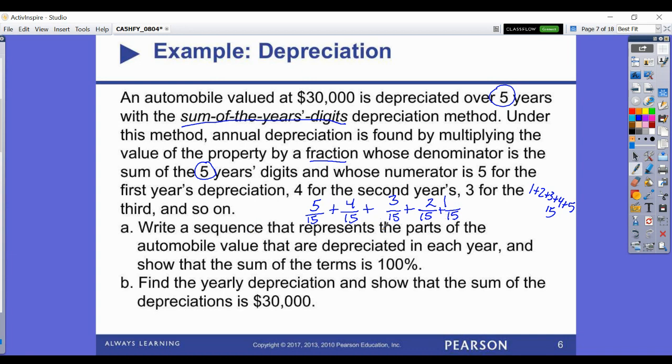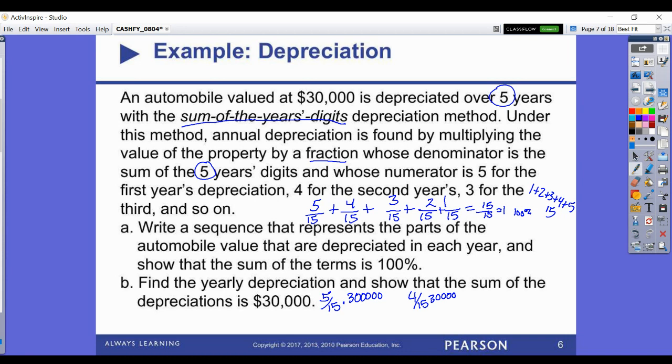So this is the sequence that represents the parts of the automobile that depreciate each year. That's done with commas. Show that the sum is 100%. So if you add that up, you get 15 over 15, which is 1, which is 100%. So that's part A. Part B: find the yearly depreciation and show that the sum of the depreciations is $30,000. So each year you would take 5 fifteenths times 30,000. Then you would take 4 fifteenths times 30,000 for the second year, and so on. Then you could just add up all those answers and make sure they're right.